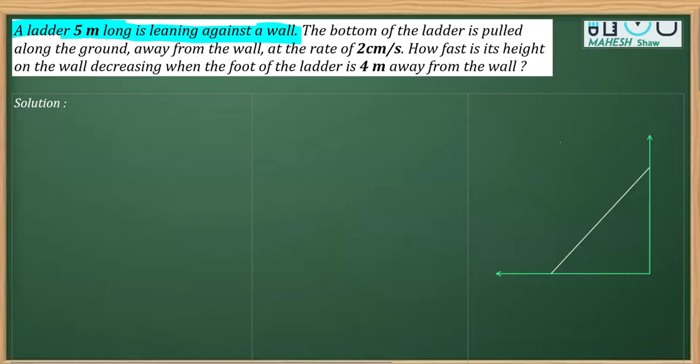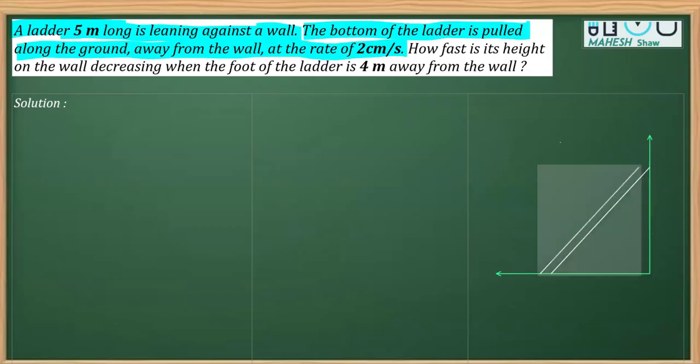Now this ladder, later it says that this ladder is pulled from the bottom, along the ground and away from the wall at the rate of 2 centimeter per second. So what we can observe is that this ladder, if it is pulled like this, it's going to be like this. It will be its new position. As you can see, it's pulled in this direction at the rate of 2 centimeter per second, the rate at which it is pulled.